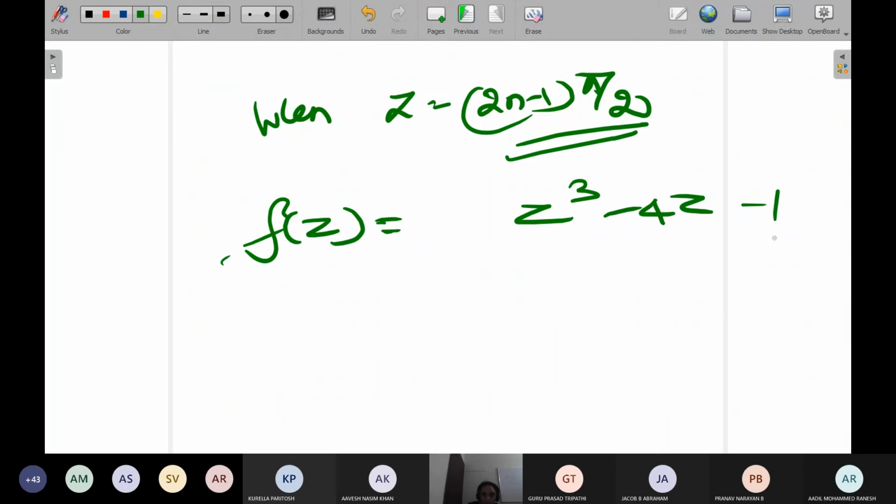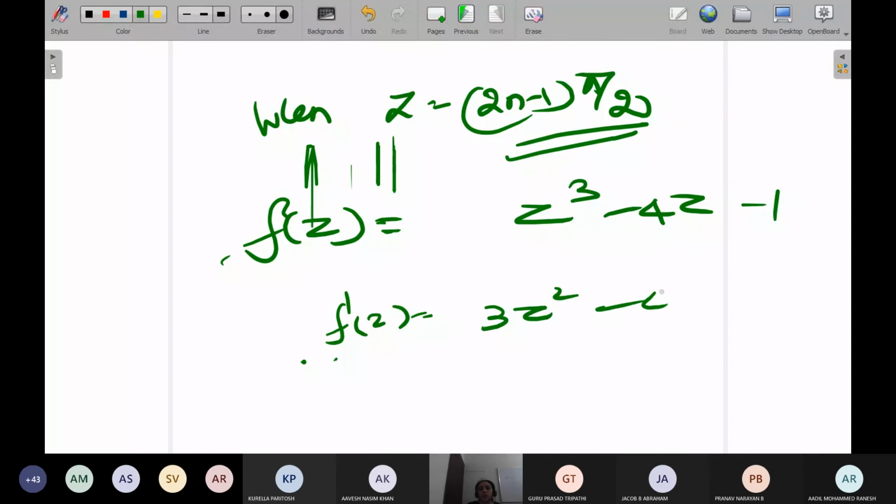Yes, ma'am. Tell me what is f dash of z for this problem. 3z square minus 4. Very good. 3z square minus 4. Okay, f dash of z will be equal to 3z square minus 4. Now, for what values of z the function is not analytic?